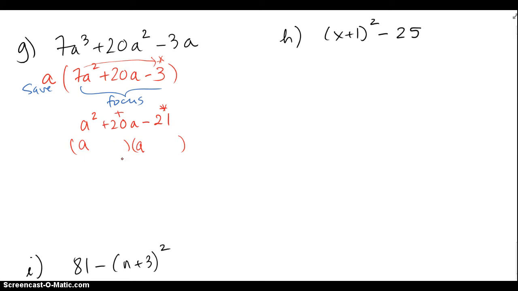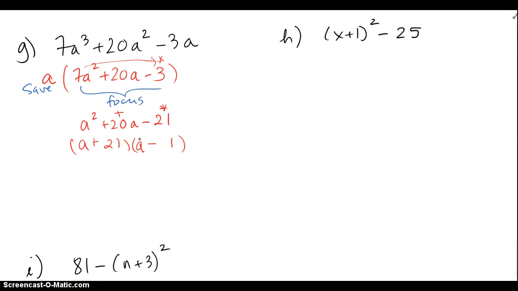So the only two that will work are, I guess, 21 and 1, which will have a difference of 20. So 21 and 1, but the bigger one has to be positive to give me the positive 20 in the middle, and yet multiply to give me the -21.